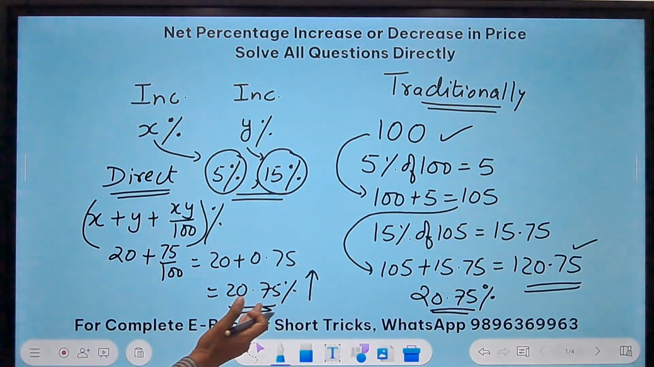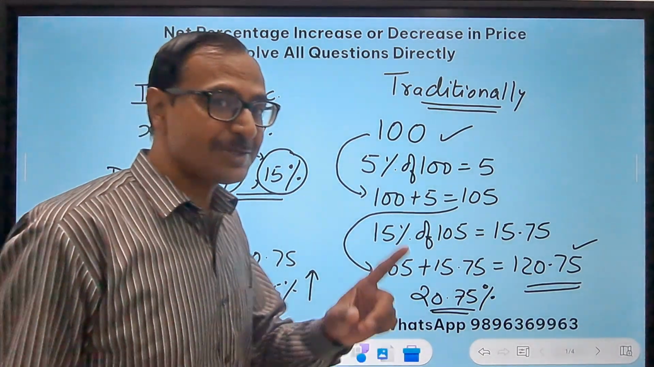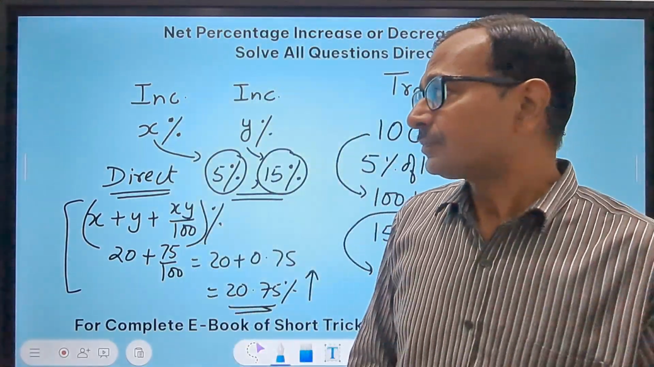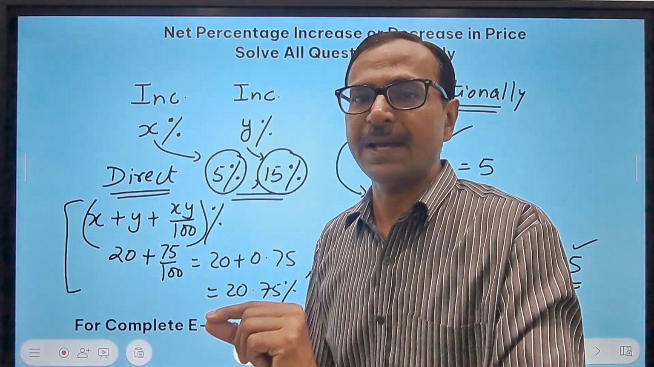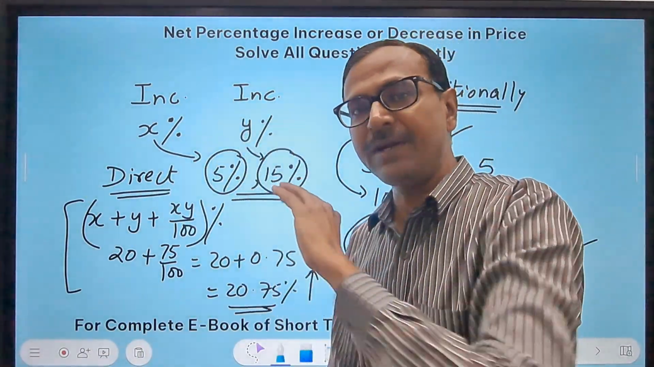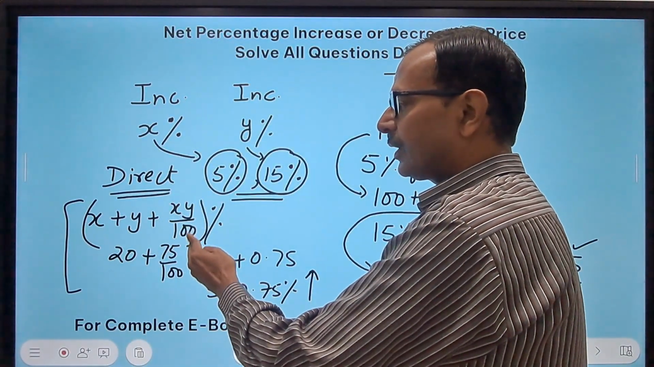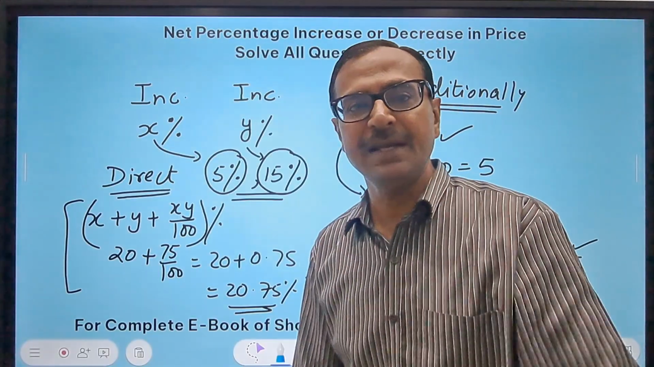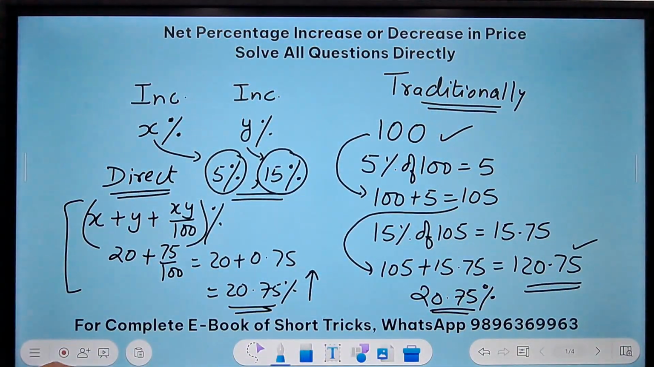See, same value obtained through the direct short trick. This is only the first case when the two variations are both increases in the price. So first variation is x% increase, the second variation is y% increase, and so there is x plus y plus xy upon 100% increase in the price of the commodity, traditional and direct.